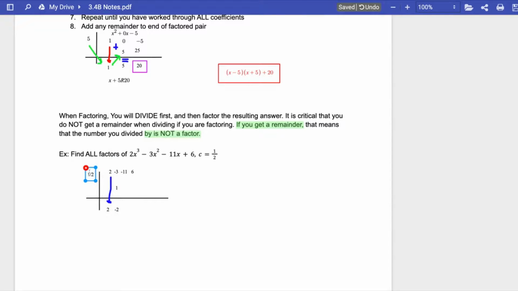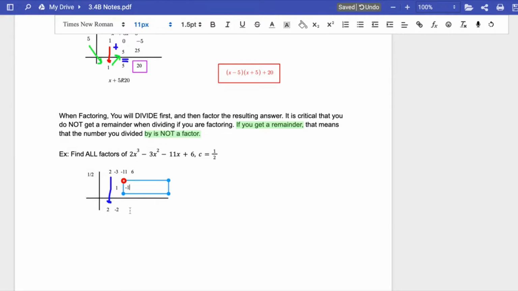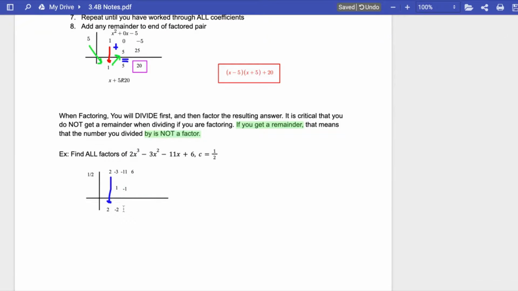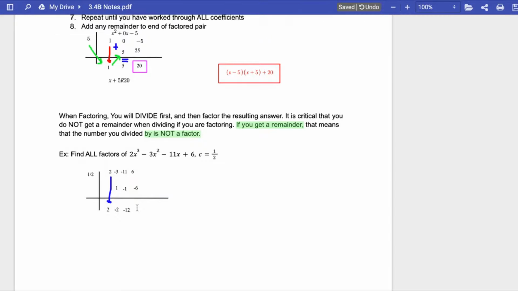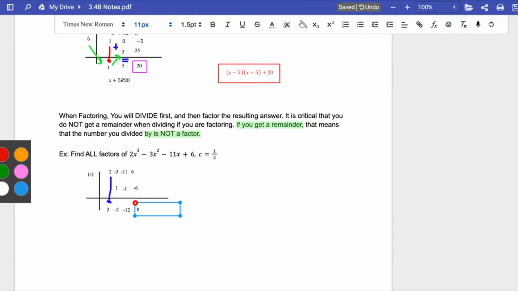All right, and then I'm going to do that again. What's half of -2? Half of -2 is -1. And then -11 minus 2 is -12. Well, what's half of -12? -6. And then 6 minus 6 is 0. So that's what we wanted.